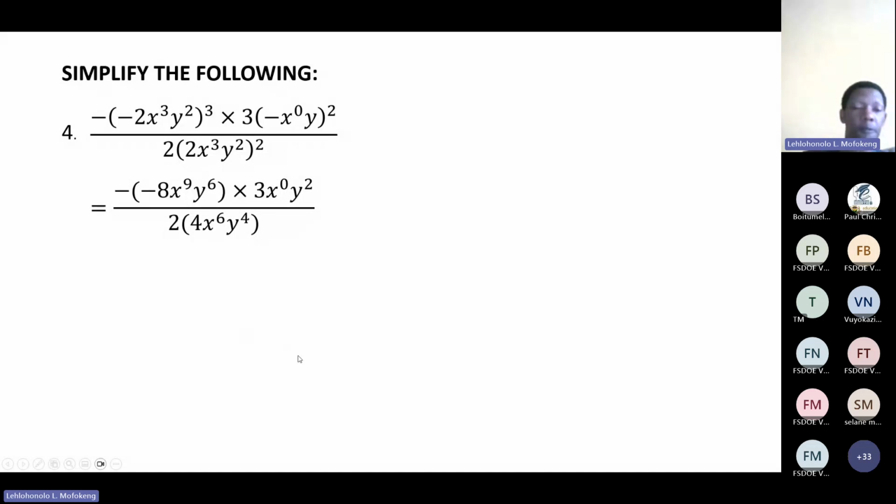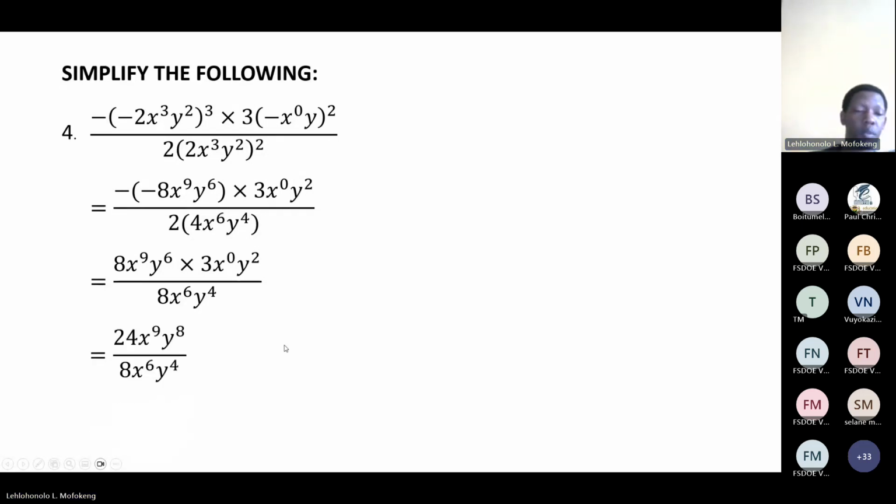And then moving forward, we multiply the negative 1 with negative 8x to exponent of 9, y to exponent of 6, and it will give us 8x to exponent of 9, y to exponent of 6. And then we also have multiplied by 3 x to exponent of 0, y to exponent of 2. All divided by multiplying 4x to exponent of 6, y to exponent of 4 by 2. It will give us 8x to exponent of 6, y to exponent of 4. And then we multiply 8 by 3, it will give us 24.